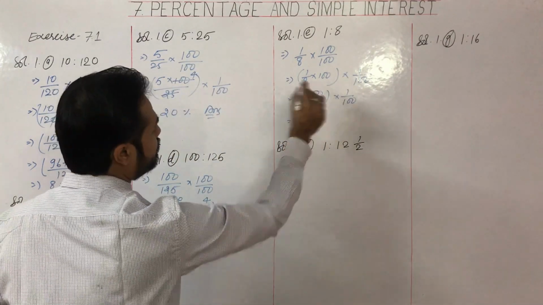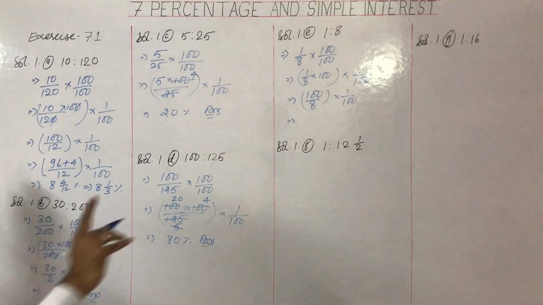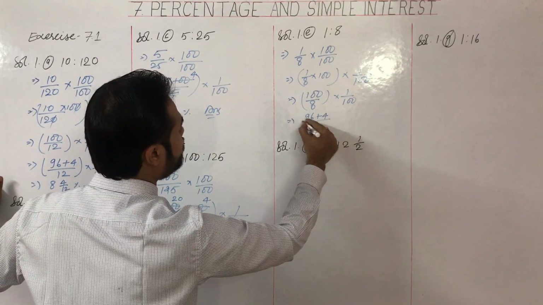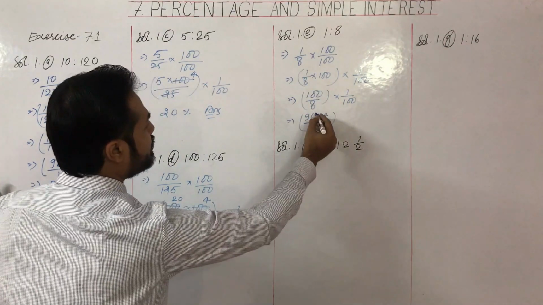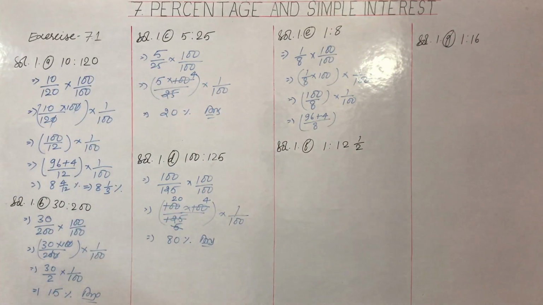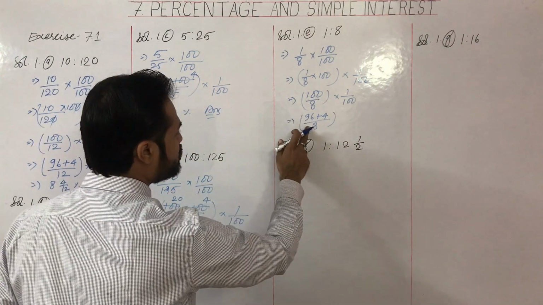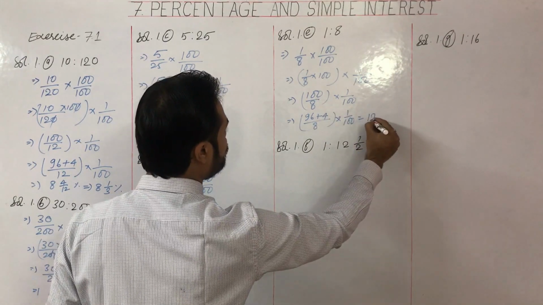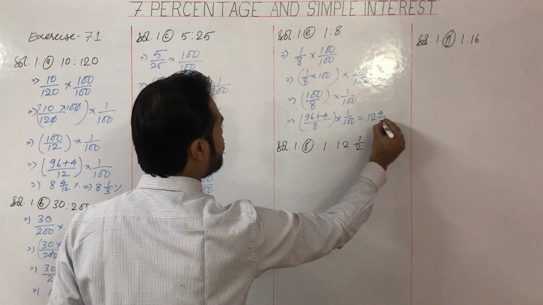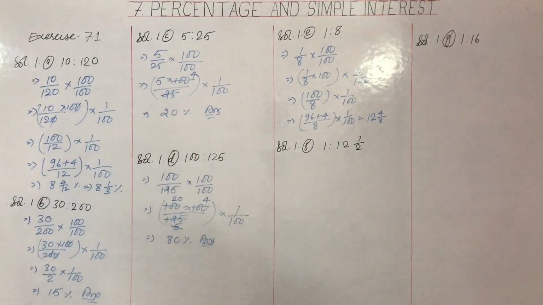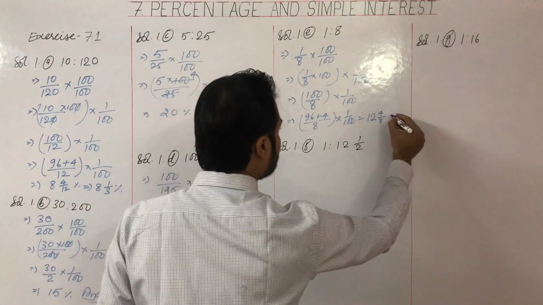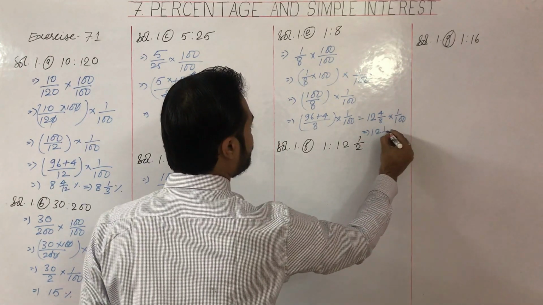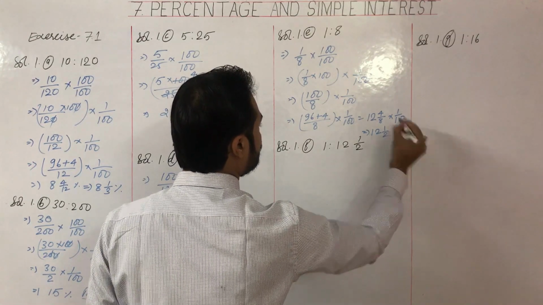And we know that 100 is not completely divisible by 8. So 100 by 8, we can write 96 plus 4 by 8, because before 100, 96 is the multiple of 8. So 96 by 8 is 12 into 1 by 100. So 96 by 8 is 12, and 4 by 8. 12 4 by 8 into 1 by 100. So this becomes 12 1 by 2%.